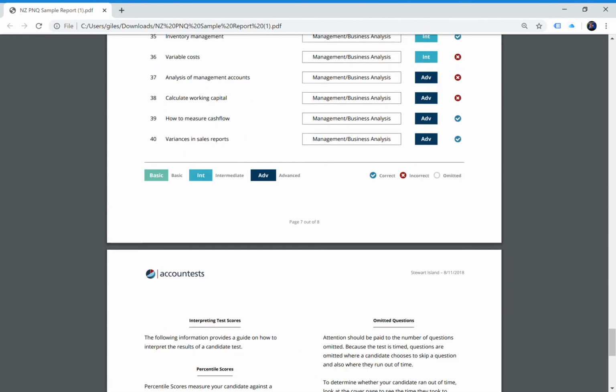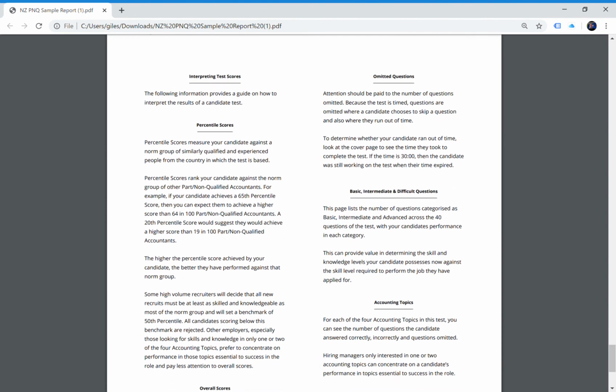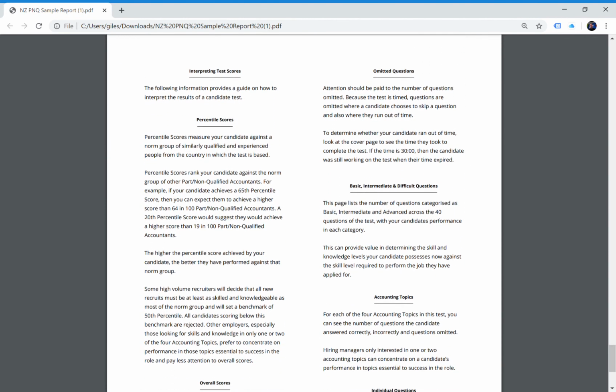And then the last page simply goes through the interpretation, which is what we're talking about here.